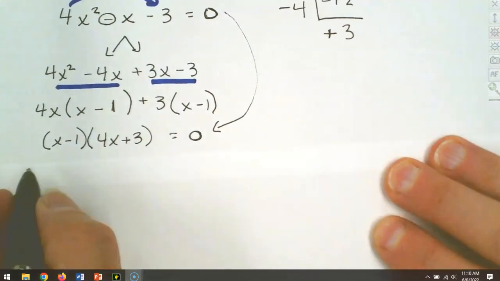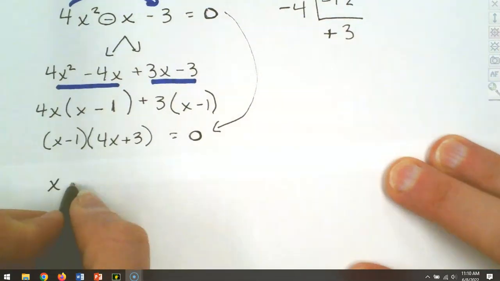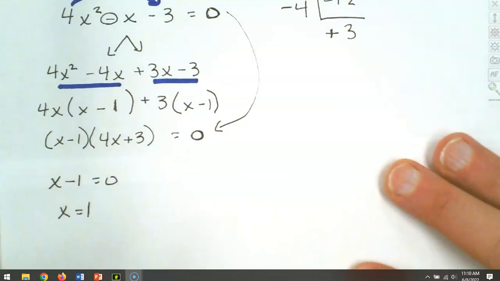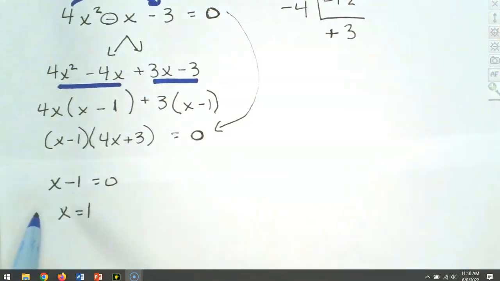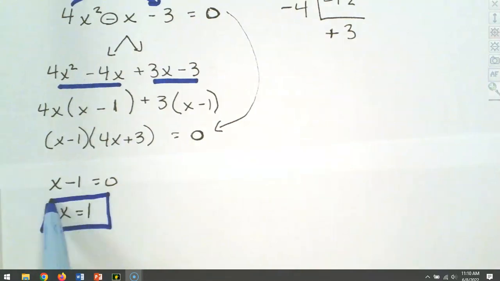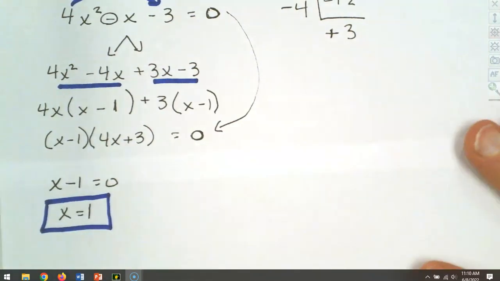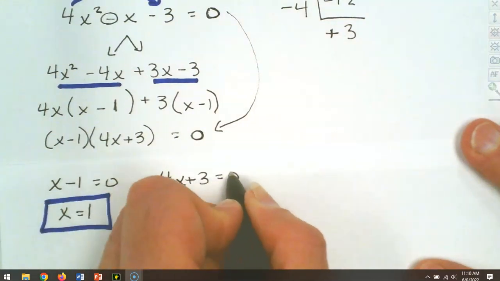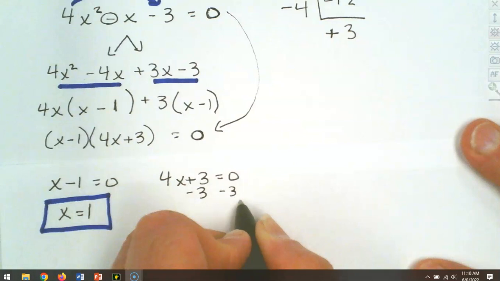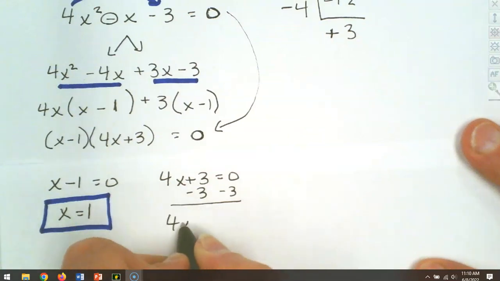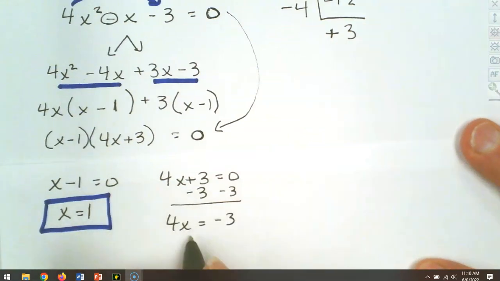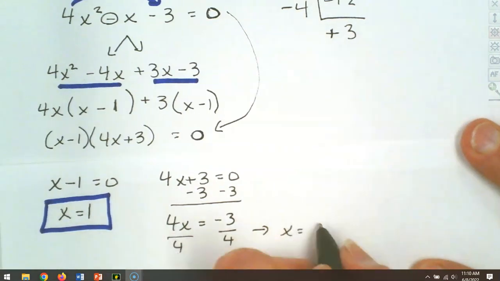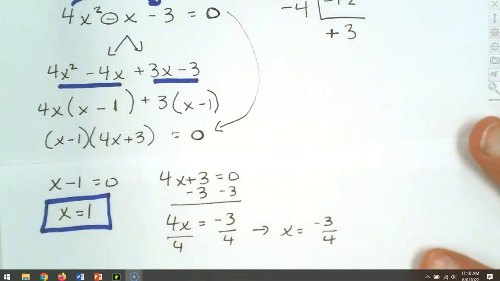So what do we have for our two answers? Well, we've got x minus 1 equals 0. So move that 1 over. So x then equals, switching the sign, positive 1. The other one is 4x plus 3 equals 0. Move the 3 over. And that gives you 4x now equals a negative 3. Divide by your 4. And x now equals a negative 3/4.